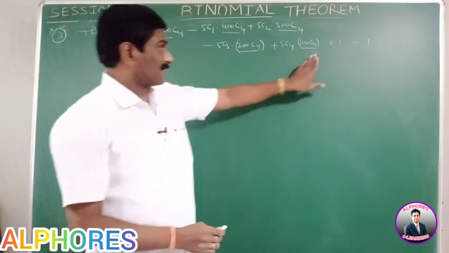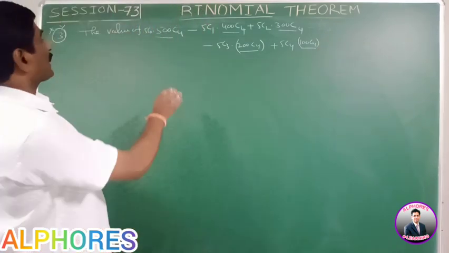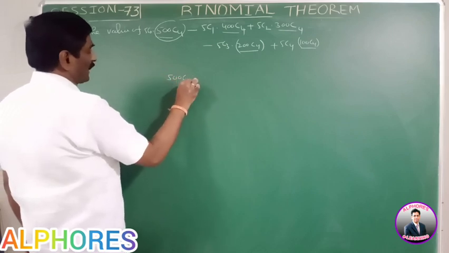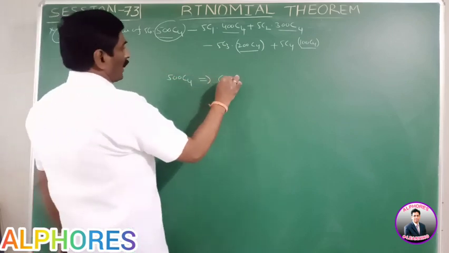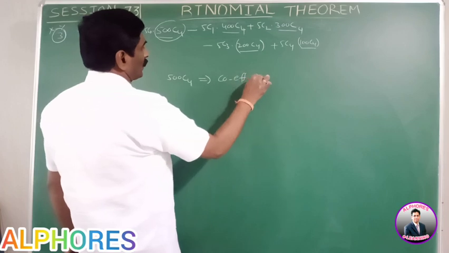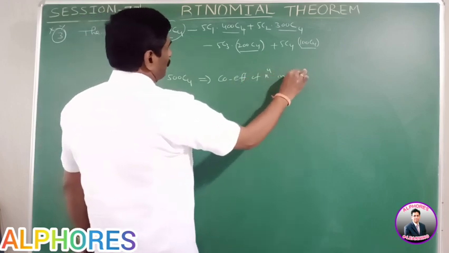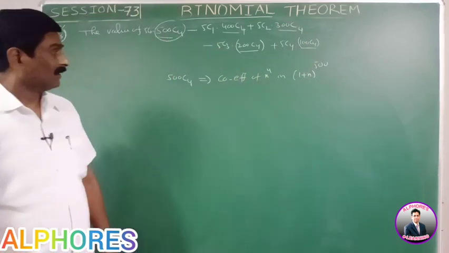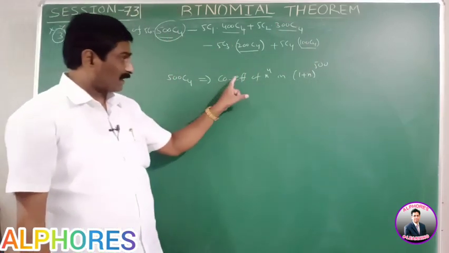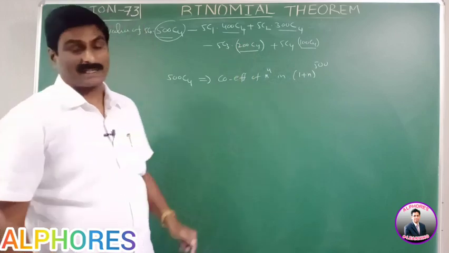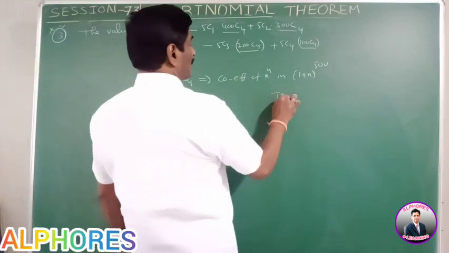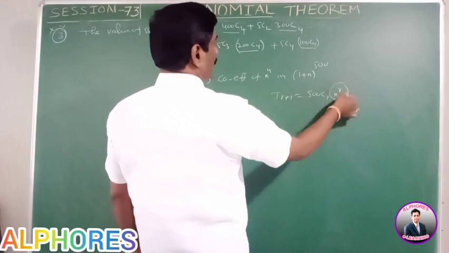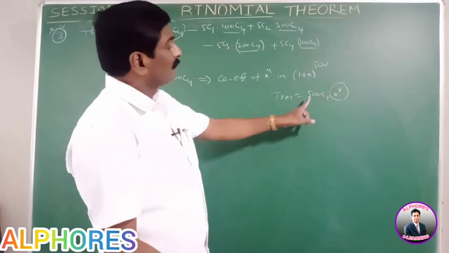Okay, please observe this value. In this case, what is the value of 500C4? 500C4 is nothing but the coefficient of x power 4 in (1 plus x) whole power 500. What is the general term in this case? T(r+1) is equal to 500Cr into x power r. The coefficient of x power 4 is nothing but 500C4.